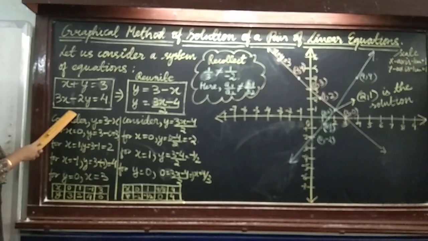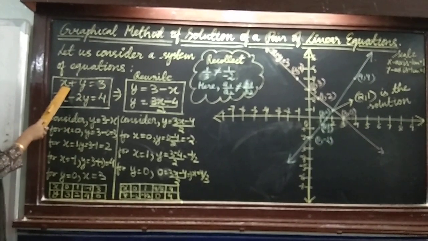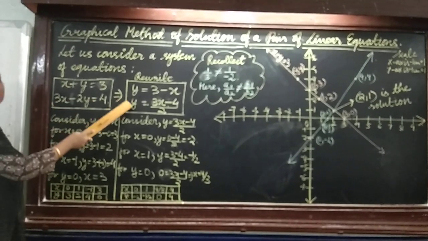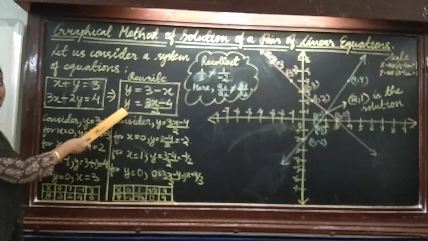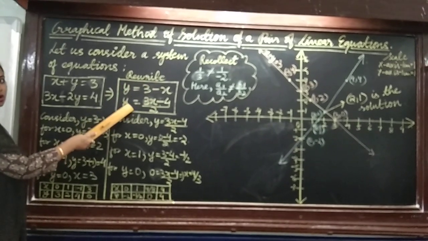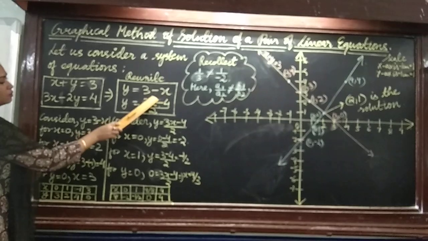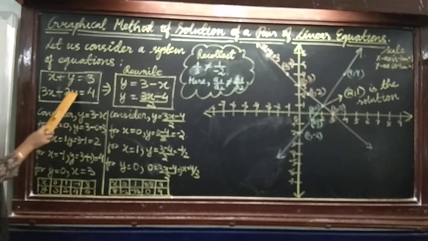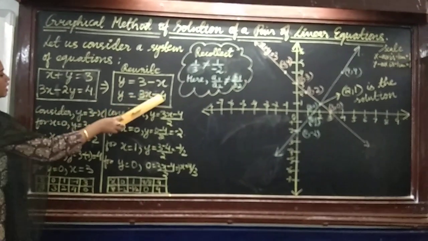Now, initially you might have solved this case with a single equation, and it is always better to write such equations in a convenient way, in the form y equals f(x), rather. It becomes easy for us to solve. So what I did was, for the first equation, after taking x on the other side, I get y equals 3 minus x. In the case of the second equation, y equals (3x minus 4) by 2.